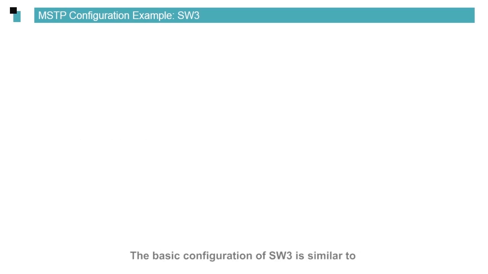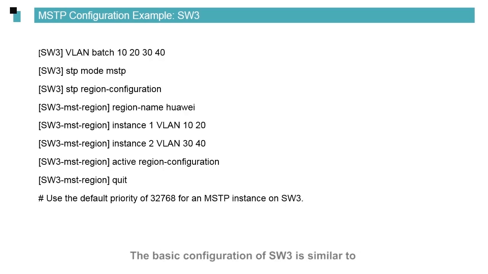The basic configuration of SW3 is similar to the basic configuration of SW2 and SW1. The difference is that no priority of a spanning tree instance is set on SW3. The default priority of 32,768 is used.